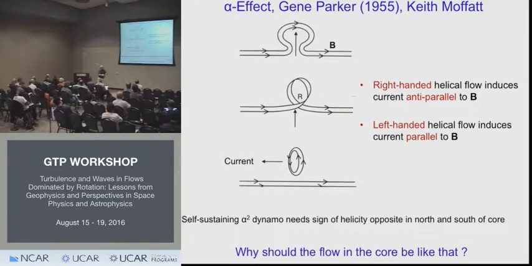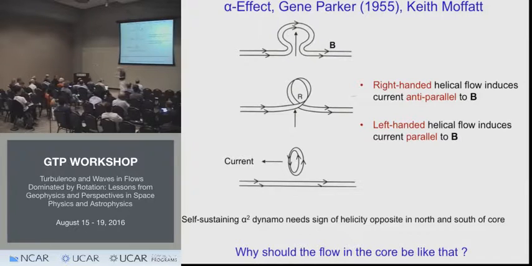But the key thing is, when you follow the steps in either an alpha omega or an alpha squared dynamo, what turns out to be absolutely crucial is that the helicity has to be of opposite sign north and south of the equator. One sign in the north, another sign in the south.